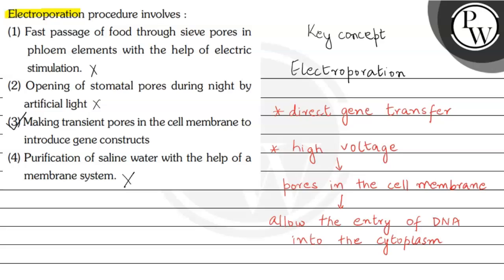So this is the incorrect statement also, because this is actually reverse osmosis and it does not involve electroporation in any possible way. So the final answer for our question here is option 3, that is making transient pores in the cell membrane to introduce gene constructs.